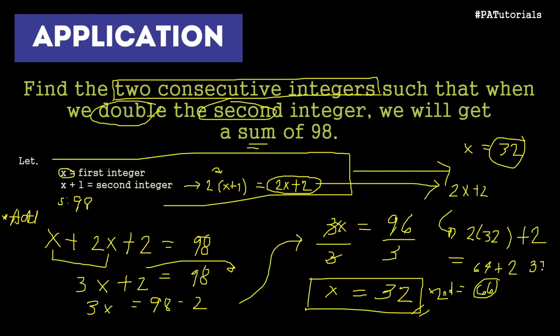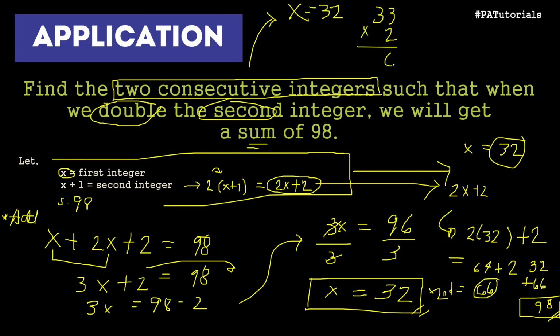So, try nga natin i-add 32 plus 66 would be 8. 6 plus 3 is equal to 9. 98. So, baka magtaka kayo, hala, bakit 66 at 32? Hindi siya consecutive integers. Mind you guys, na ang x natin ay 32, di ba? Pero ang kasunod niya na value would be 33. Pero, kung makikita nyo, sinabi dito na may condition tayo na kailangan i-double daw yung second integer. So, kapag times 2 mo yan, ang sagot dyan would be 66, which is yung nakuha natin kanina. Okay?